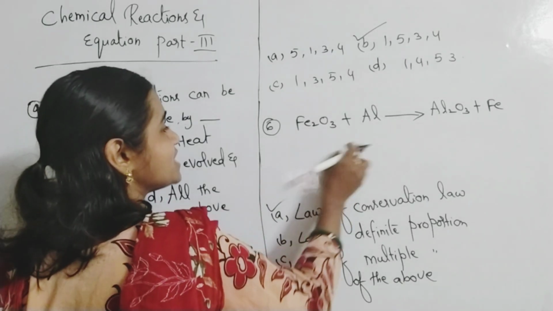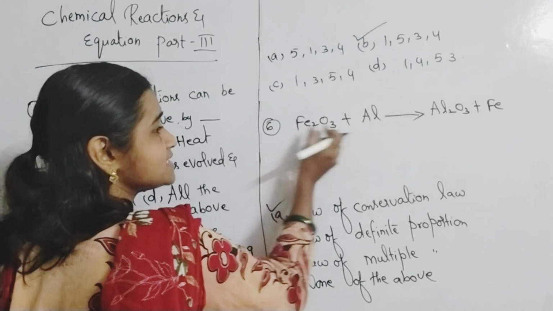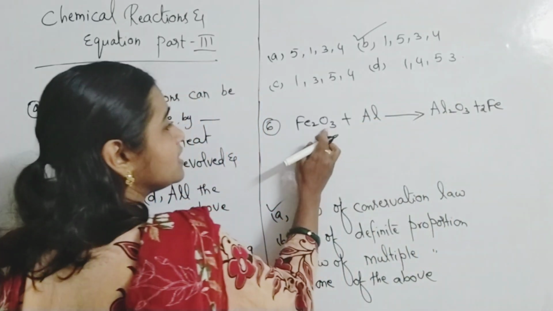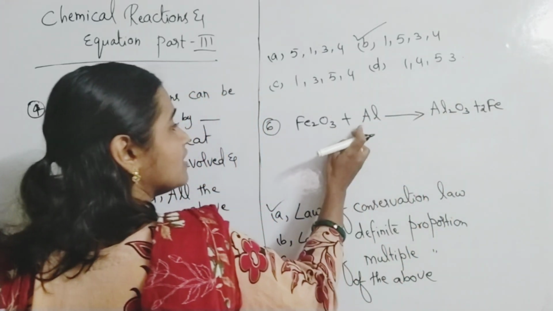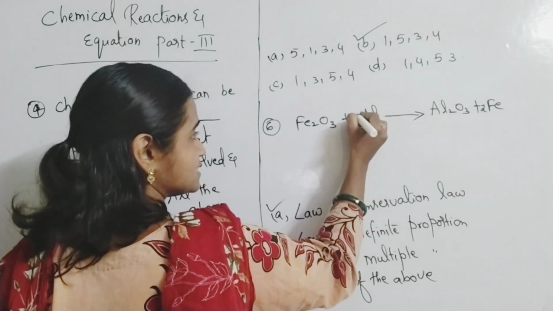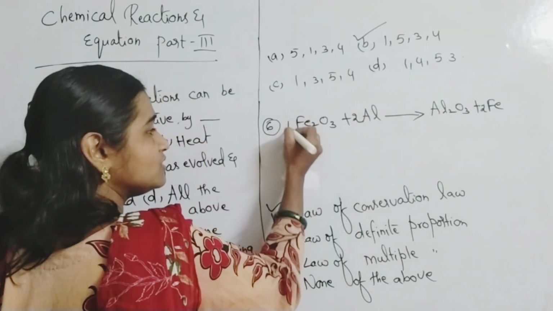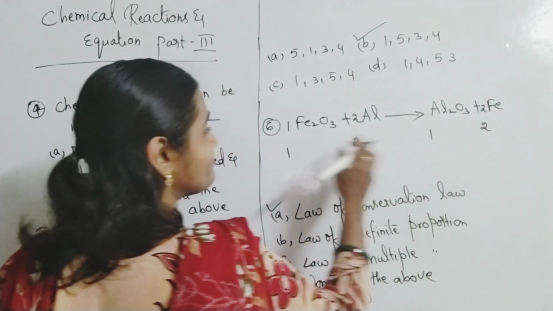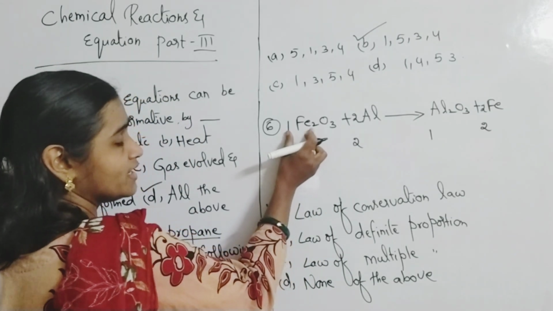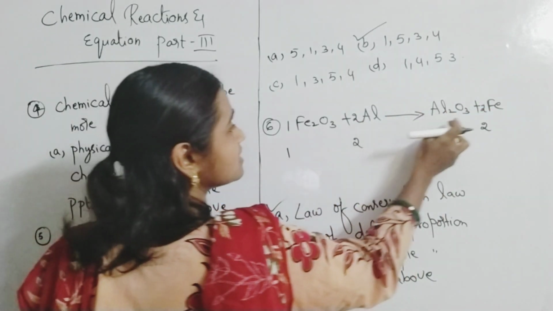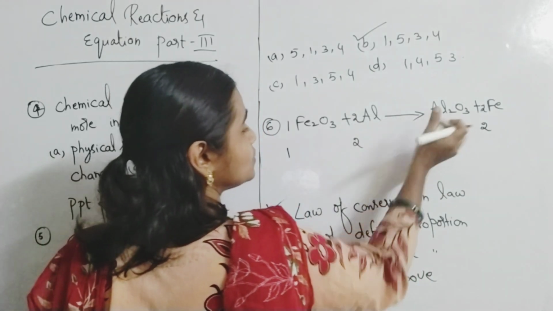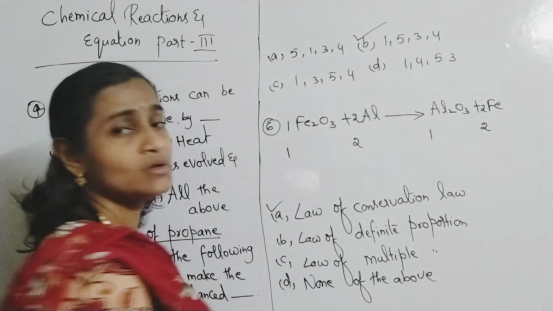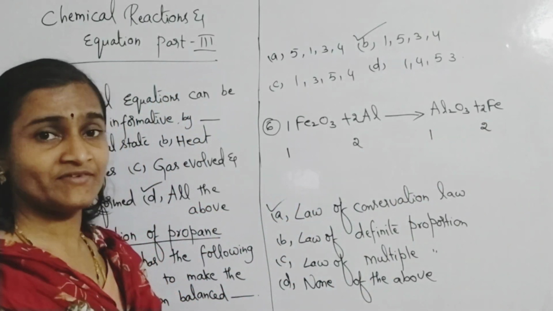Okay, so please check here. Here 2 irons are there, here 1 iron only is there. So to make 2 irons I am keeping the number 2 here. Here 3 oxygens are there, 3 oxygens are there. 1 aluminium is there, but here 2 aluminiums are there. So I need to keep 2 here. So now the coefficients are what? 1, 2, 1 and 2. Okay, now check. 2 irons, 2 irons. 3 oxygens, 3 oxygens. 2 aluminiums, 2 aluminiums. So coefficients of each substance are what? 1, 2, 1, 2. So you have to check and identify the answer like that.